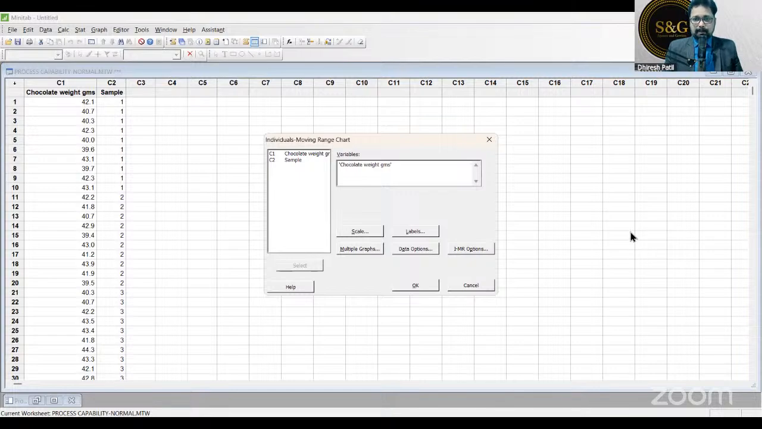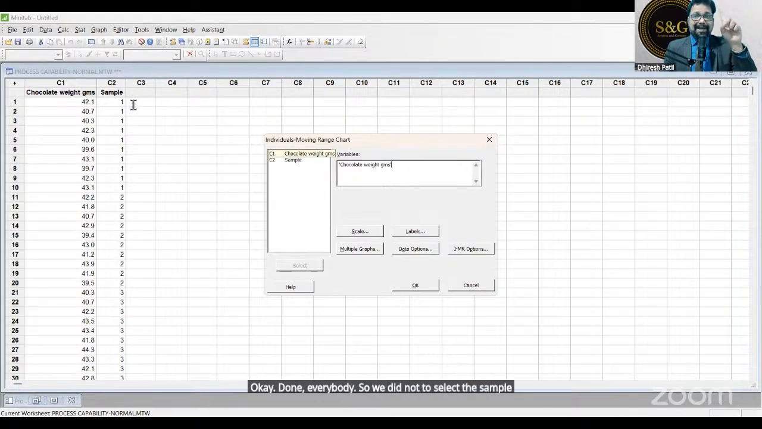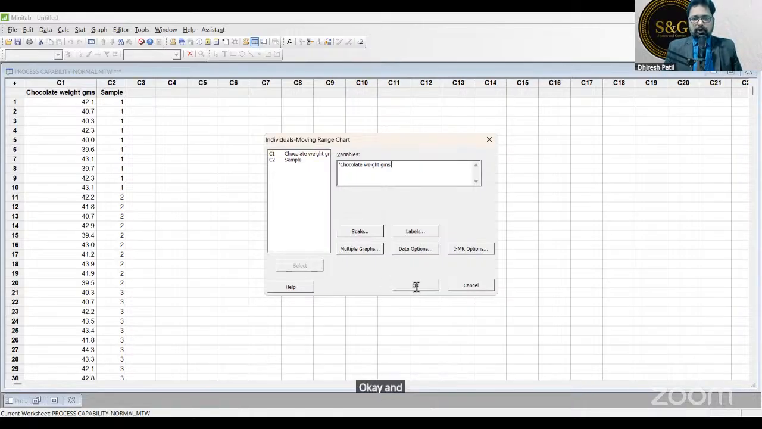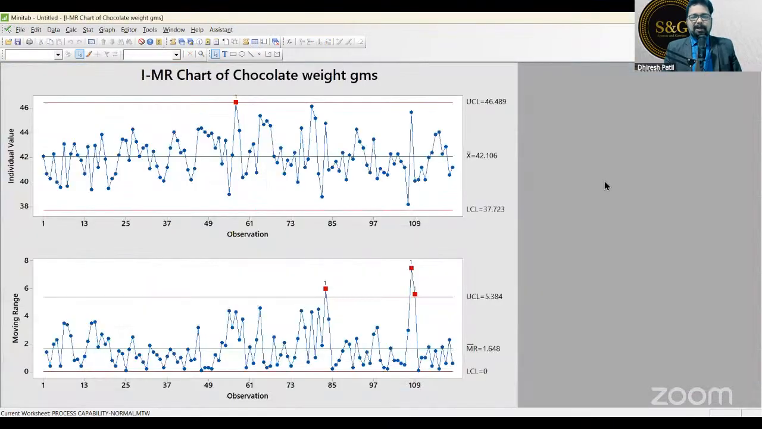Okay. Done, everybody. So we need not select the sample column because we are doing an individual chart. So individual chocolate weight will be plotted here. Okay. And click on OK. Everybody got this graph? Just give me a yes in the chat box. Very nice. Super.